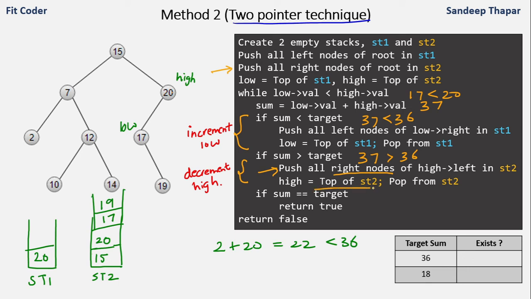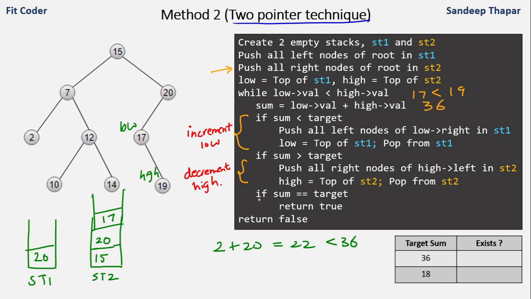High then becomes equal to the top of stack 2. So high is 19. And then we pop from the stack. So we remove 19. In the next iteration, we check if low is less than high. So low is 17, which is less than high. We compute the sum, which is 36.